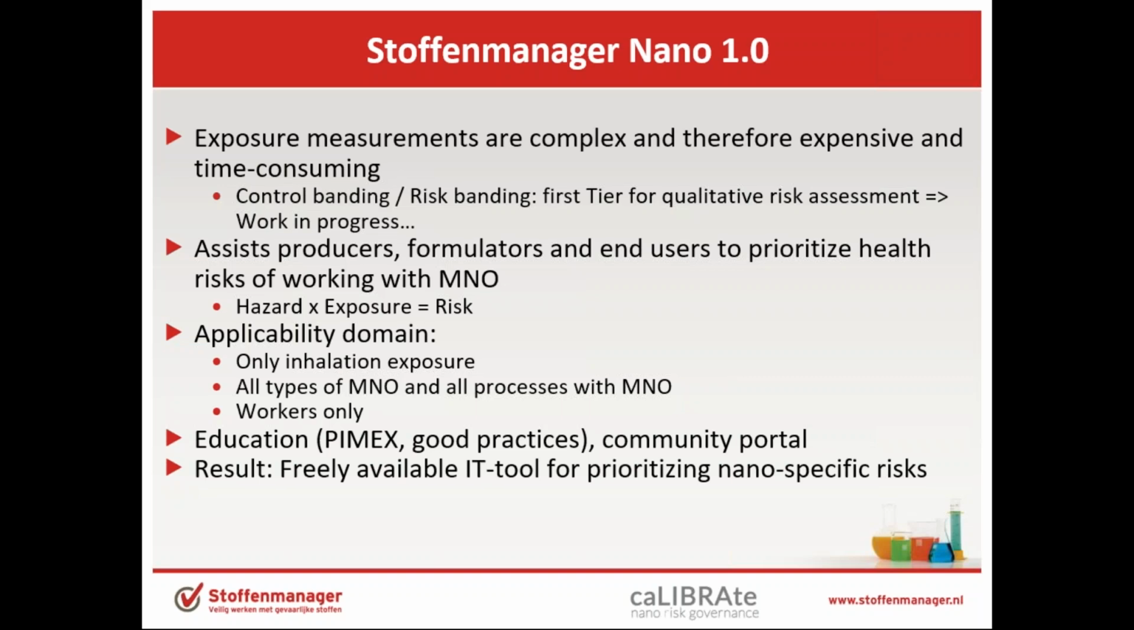So StoffenManager Nano was developed as a control banding, risk banding tool, which was a first tier tool for the qualitative risk assessment. The tool is considered a work in progress. The tool calculates the risk by taking into account both hazard and exposure. For now, the tool only takes into account inhalation exposure to nanomaterials and only worker exposure.